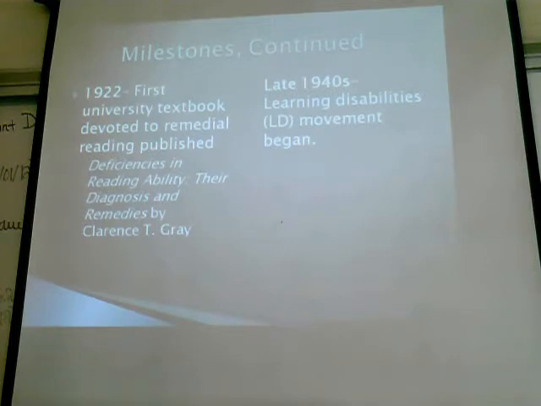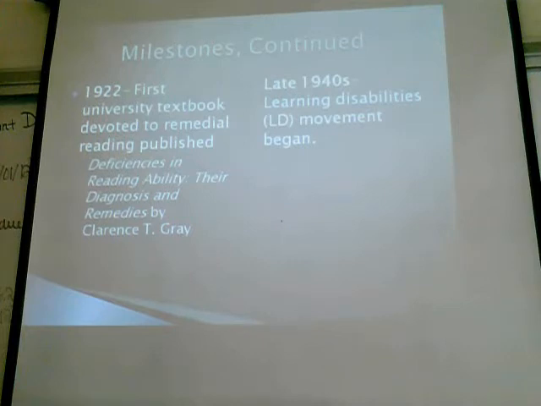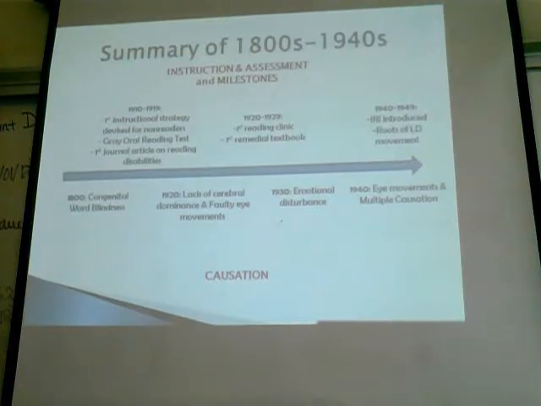In 1922, the first university textbook devoted to remedial reading was published. It was called Deficiencies in Reading Ability, Their Diagnosis and Remedies by Clarence T. Gray. And in the late 1940s, the learning disabilities movement began. This is a summary of the 1800s through the 1940s of instruction and assessment and milestones and causations.